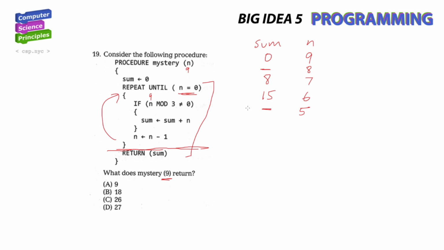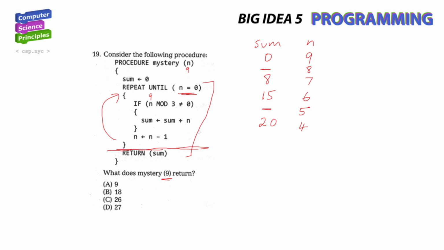5 is not the same as 0, so we're going to keep repeating this. 5 mod 3 is not 0, so it's going to recalculate the sum. So the sum, which was 15, plus the n, which is 5, gives us 20. Deduct 1 from the n, so that becomes 4. When we go back up, 4 equals 0? Well, that's not correct, so we're going to go inside the repeat until. 4 mod 3, well, that's really 1. So 1 does not equal 0 is true.